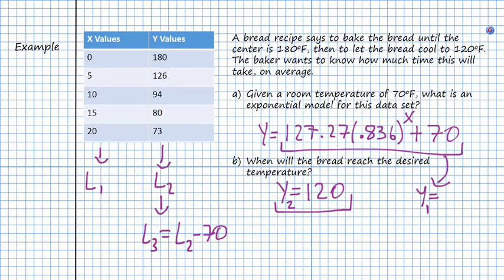So we find the intersection point here, and it turns out that after 5 minutes, or 5.21 minutes will be my intersection. So 5.21, and we're actually going to round that to 5.26 minutes. And that's where my bread will be 120 degrees.